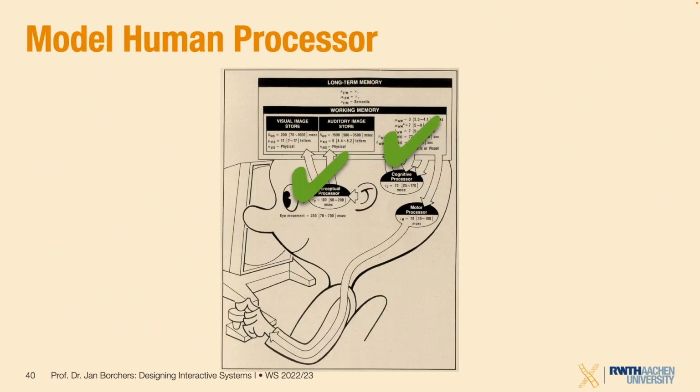So that takes care of the perception. So you see something on the screen. The eye saccades, maybe reading something, or maybe just reacting to a simple thing. First of all, you need to realize it in your eye. Basically, your perceptual processor needs to process the image. It takes about 100 milliseconds. Then it gets stored in the visual or auditory image store. These are parts of the working memory that we haven't talked about yet.